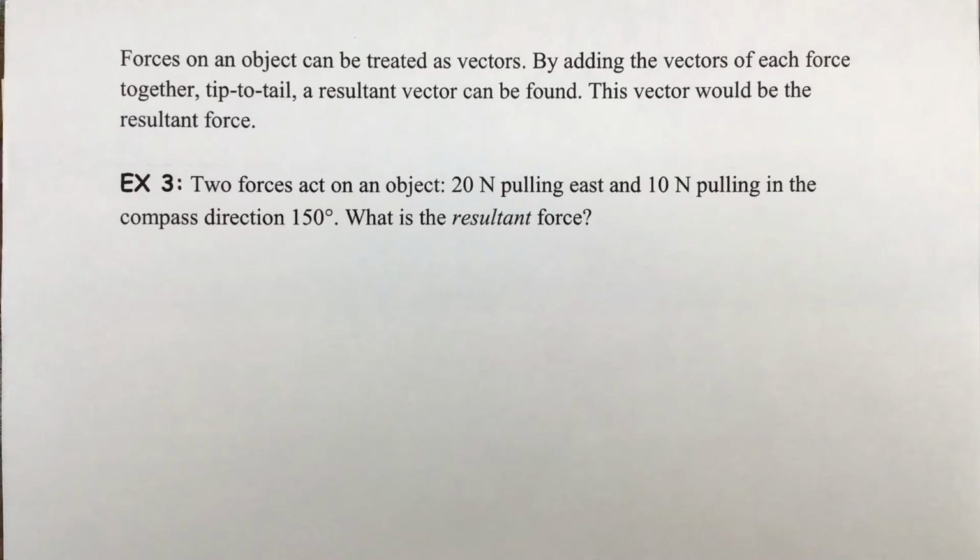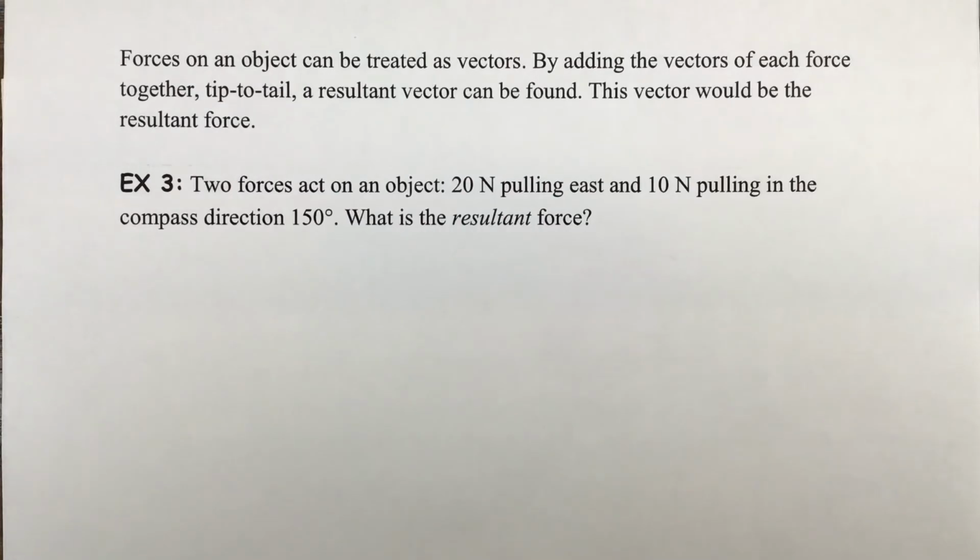Forces on an object can be treated as vectors. By adding the vectors of each force together, tip to tail, the resultant vector can be found. This vector would be the resultant force. As an example, if you had a bunch of people pushing or pulling on an object to make it move, each of those people would have their own vector representing their force. If you add them tip to tail, you'll be able to create one single resultant vector that tells us what is really happening to this object.